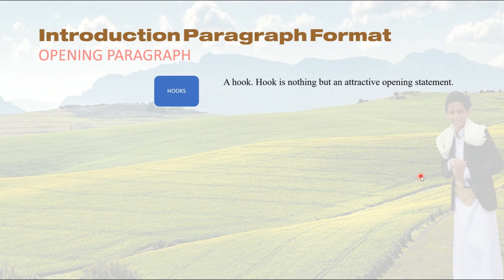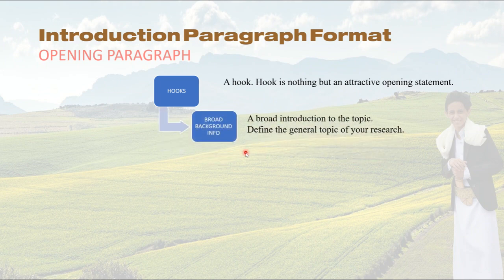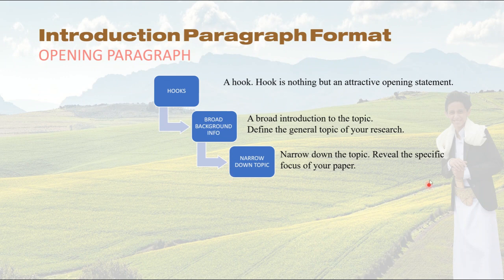Introduction paragraph format. This section typically contains 4 parts. 1. A hook. Hook is nothing but an attractive opening statement. 2. A broad introduction to the topic. Define the general topic of your research. 3. Narrow down the topic. Reveal the specific focus of your paper.